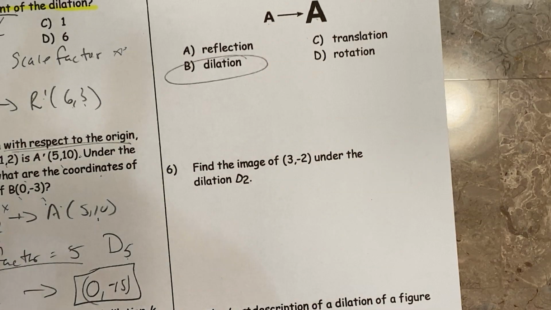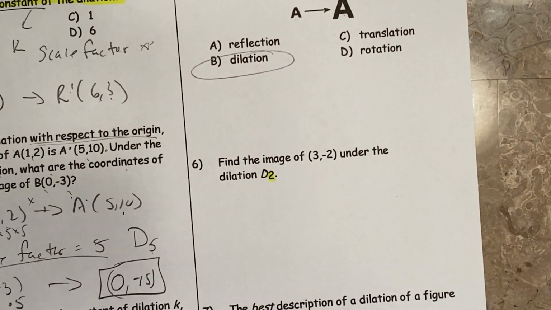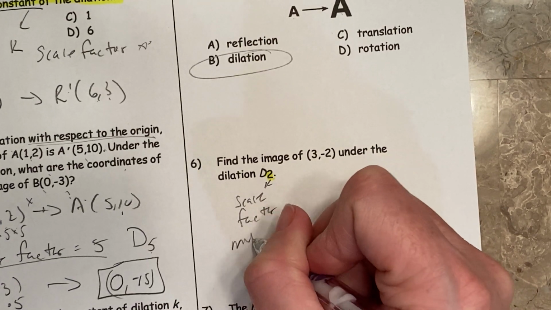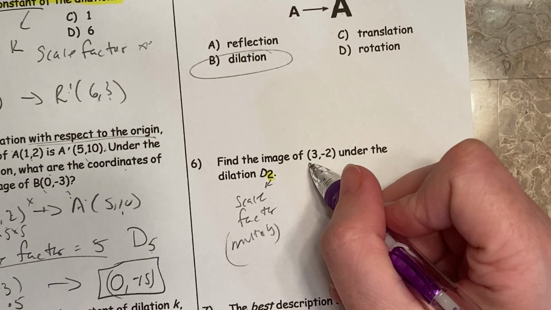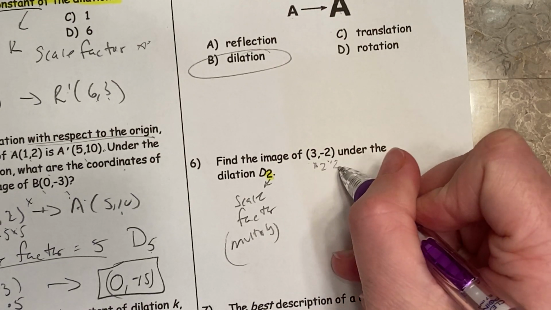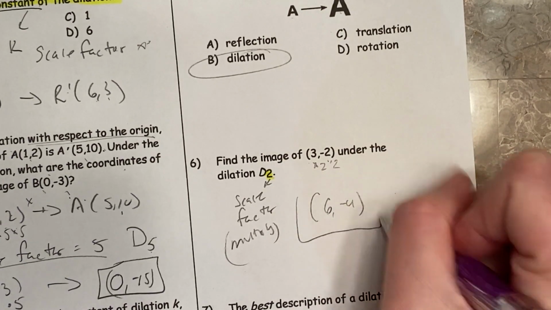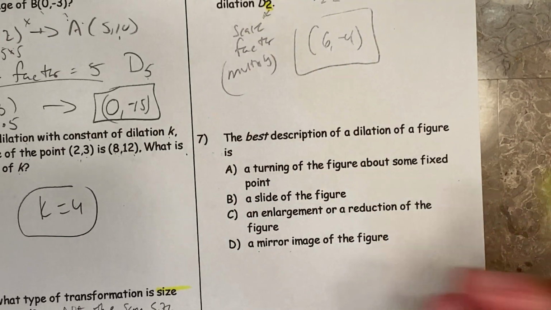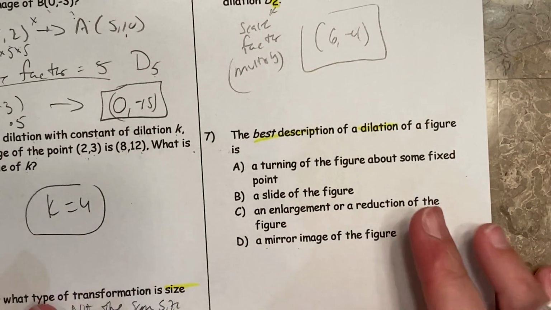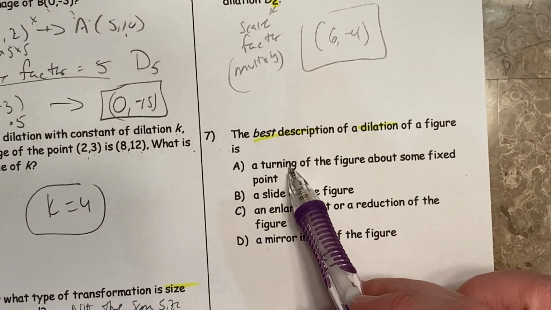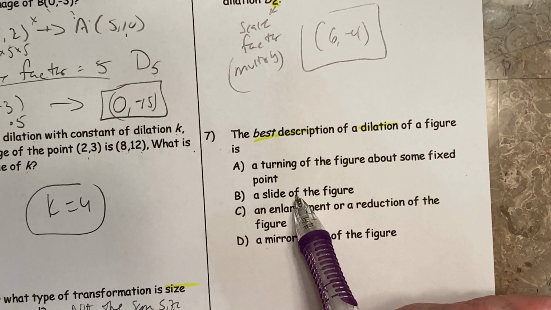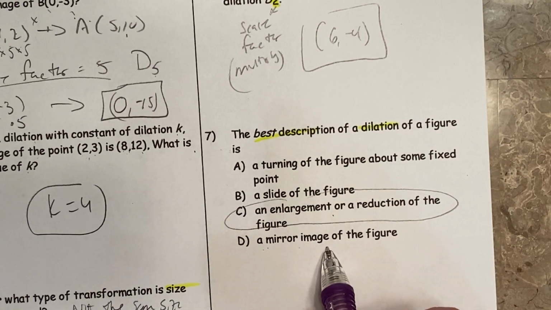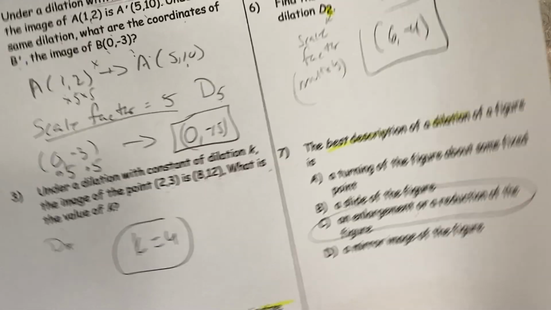All right, find the image of 3, -2 under the dilation of D2. Remember that little 2 right there is your scale factor, and that is what you multiply by. So 3, -2, multiply this by 2, multiply this by 2, and you get 6, -4. And last but not least, the best description of dilation. Remember, it's the only one that gets bigger and smaller, and you have to multiply. So a turn, nope, that would be rotation. A slide, nope, that would be translation. Enlargement or reduction, there we go. And mirror image is your reflection. All right, so that's the last question there.